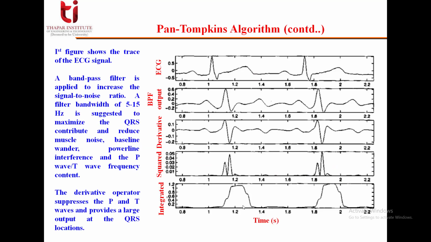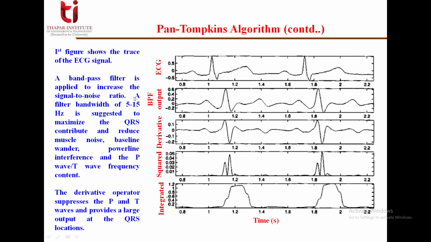Now we will see one illustration first of the Pan-Tompkins algorithm. Then we will see how it can be used to measure heart rate. So first figure, if you see, it shows the trace of an ECG signal, and then it is the output of a band pass filter.